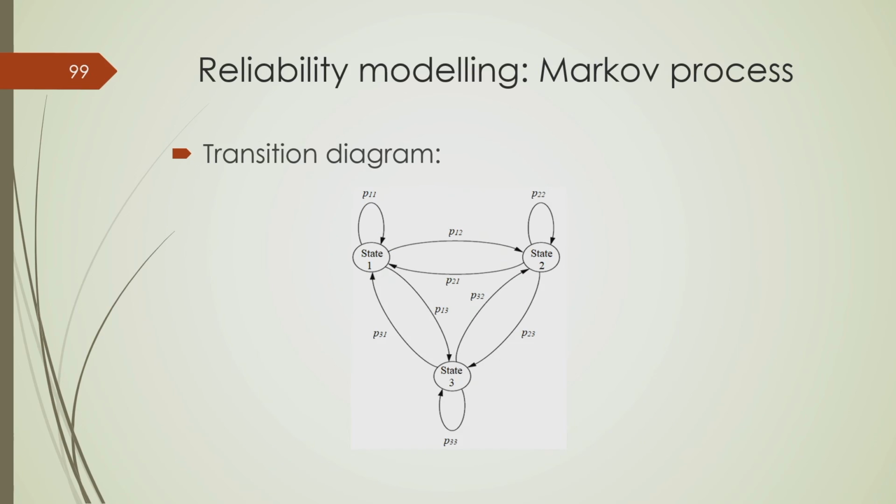Okay. Now, this is called a transition diagram, where we have three different states of a system, and these arrows represent the transition probabilities. So, P11 represents the transition probability to stay at state 1 provided that it was at state 1 before. Okay. And P12 is the transition probability to go to state 2 provided that it was at state 1 before. Similarly, P21 is the transition probability to go to state 1 provided that it was at state 2 before, and so on.